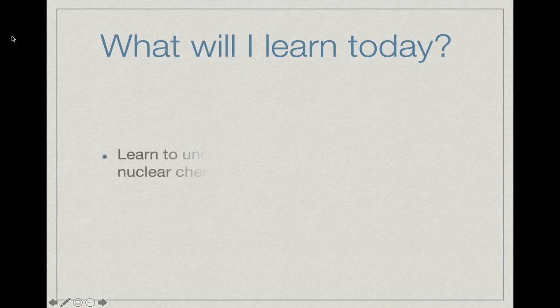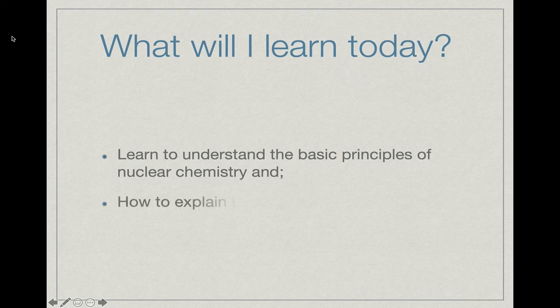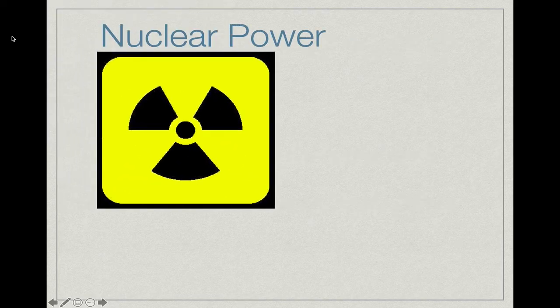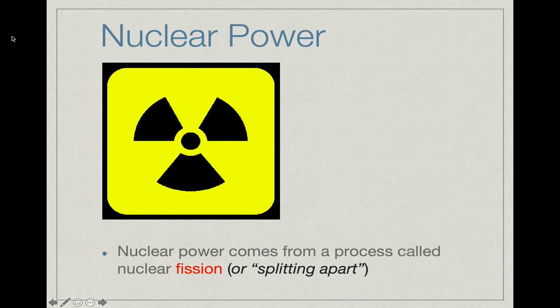So what will we learn today? We'll learn to understand the basic principles of nuclear chemistry and how to explain the process of nuclear fission. What we're looking at is an energy source. Nuclear power comes from the process of nuclear fission, or splitting apart.